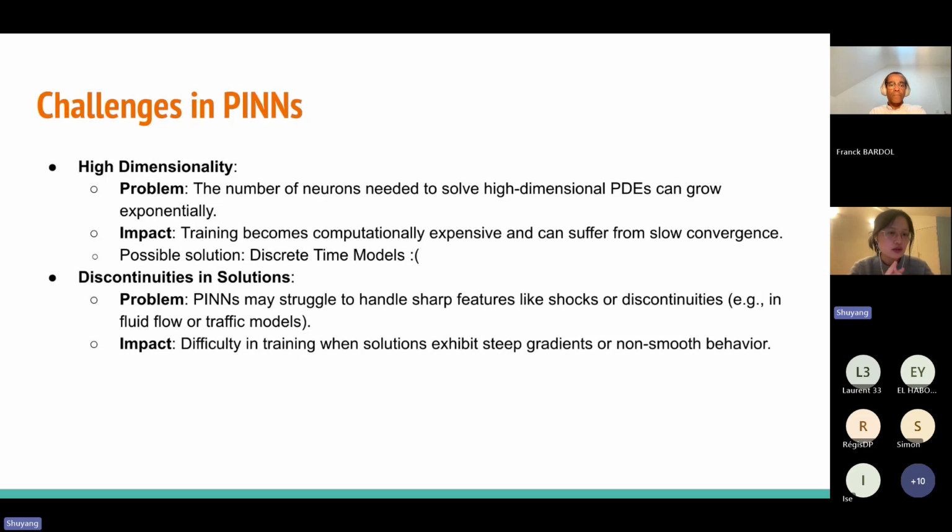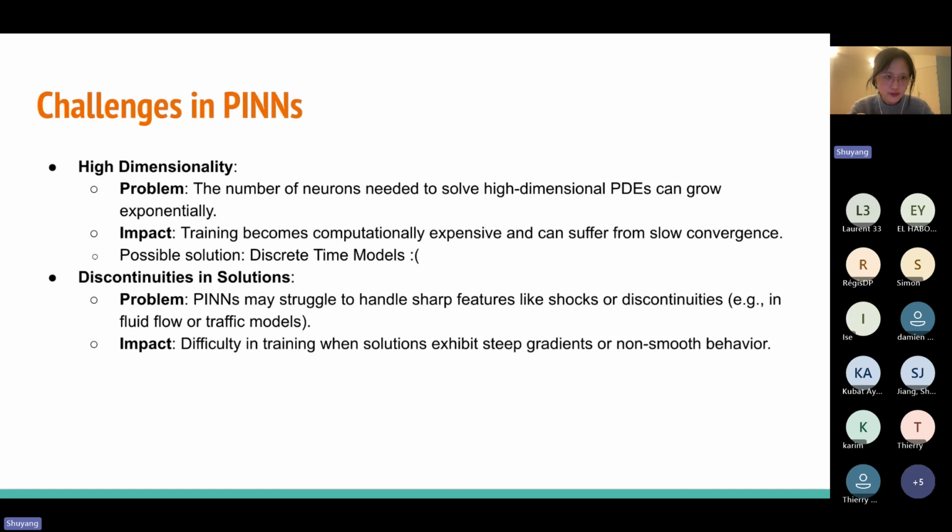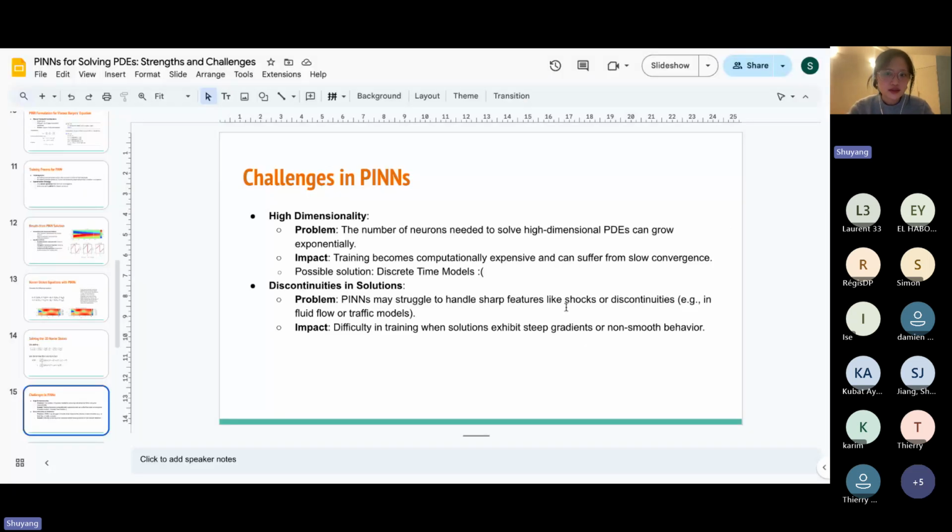There are, of course, lots of possible solutions that researchers have proposed. For example, the original paper of PINNs has already mentioned a method. When the dimension is really high, you can try to discretize the time variable. Sorry, there's a typo here.